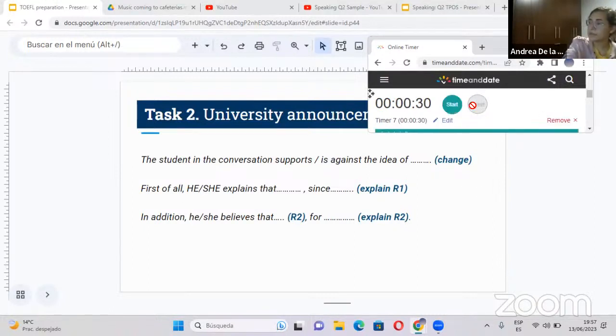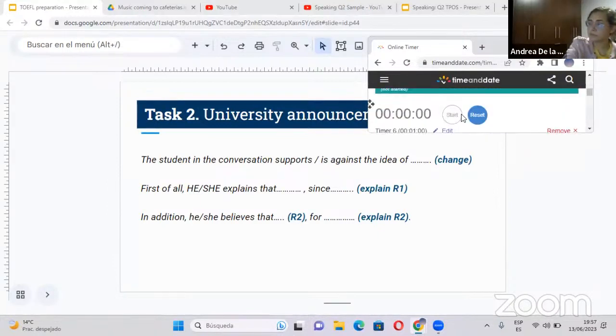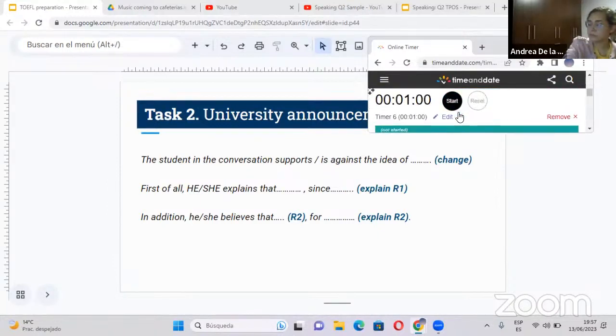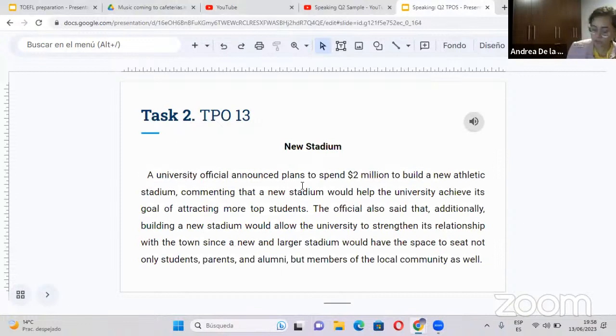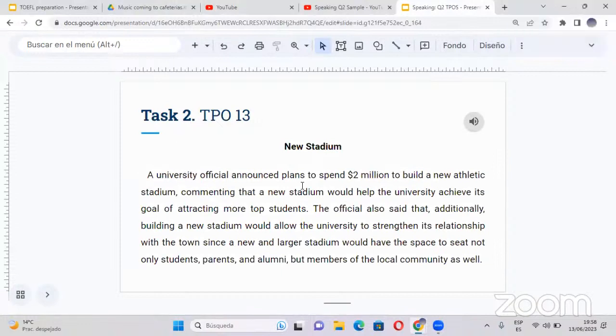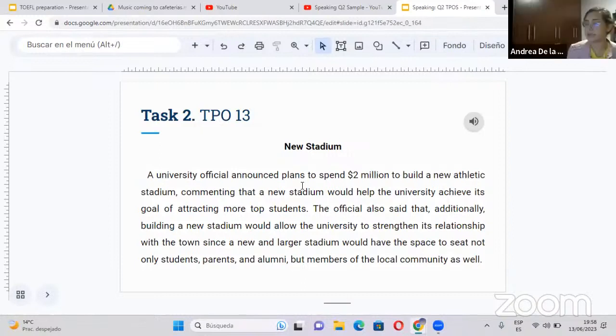Okay, guys. So is there anyone who wants to try? Does anyone want to try? Yeah, then let's just talk about what we had. So in the reading, they're talking about the change, which is, what is a change? Build a new stadium. Exactly. The university wants to build a new stadium.